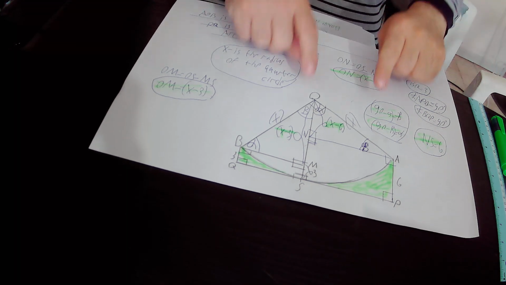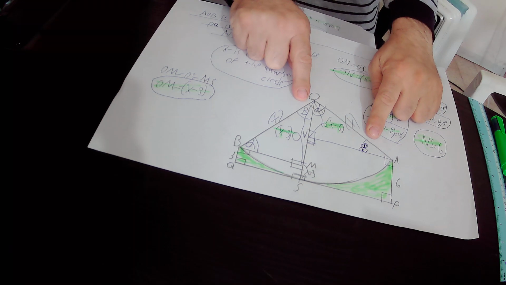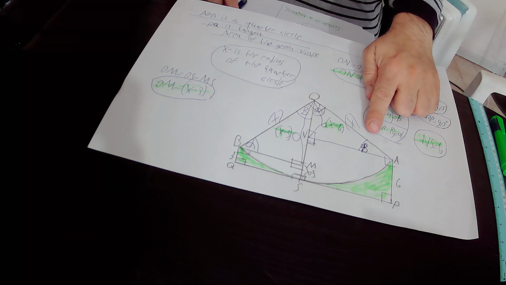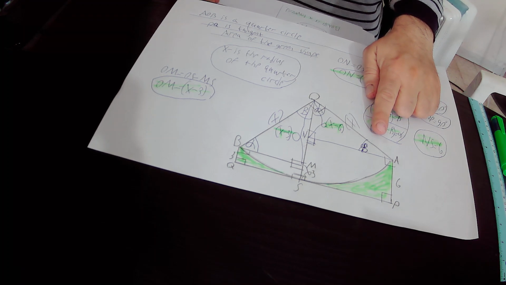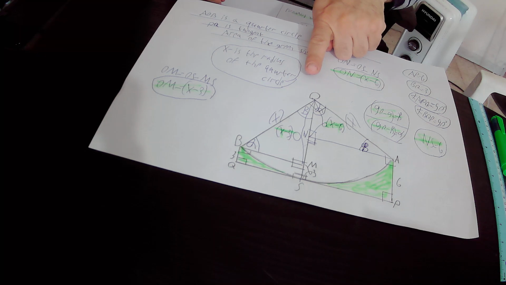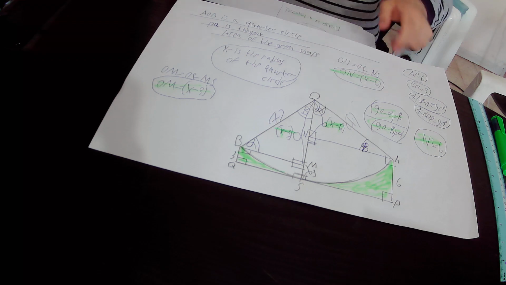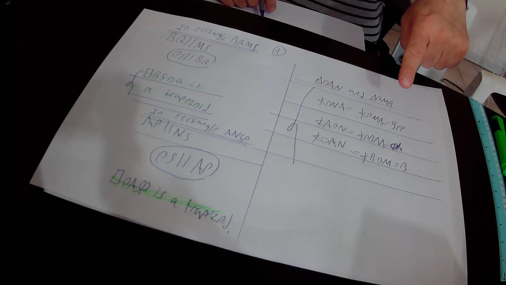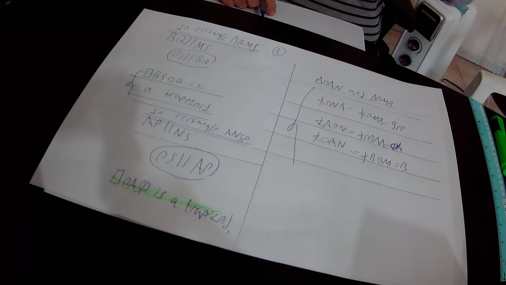And those two angles, they are both equal to beta, therefore they are equal to each other. So this is angle OAN, and it is equal to this angle, it is actually angle BOM. Repeat again, angle OAN in the right triangle OAN equals angle BOM in the right triangle OMB. They are both equal to beta, therefore they are equal to each other.